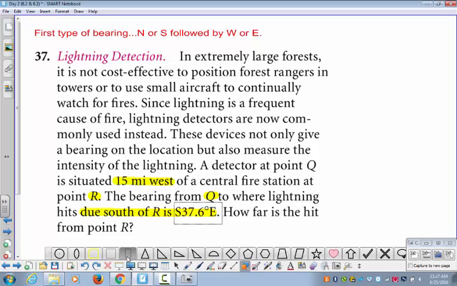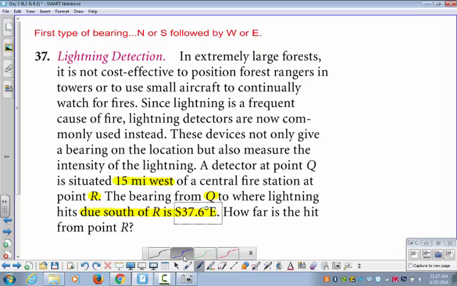But wherever they use it in the real world, it's in this problem, so that's how we have to use it in this problem. So how far is the lightning strike from R? The idea is that we have these lightning detectors, and they give us a bunch of information about the location of them. So it says that we have a lightning detector at point Q. So we'll put a Q right there. And Q is situated 15 miles west of the fire station, which we're going to call R.